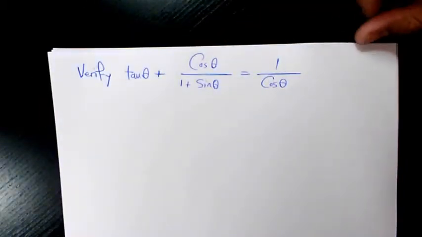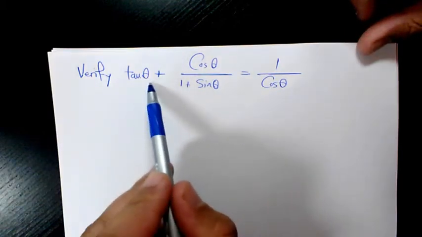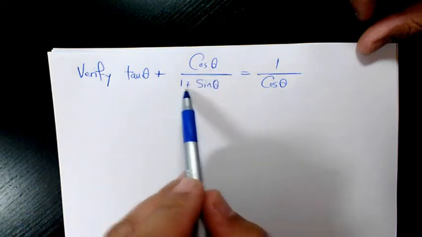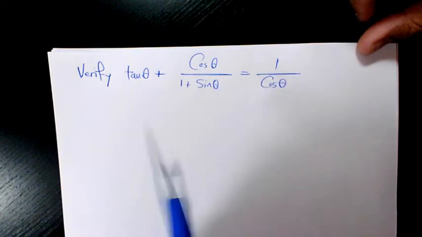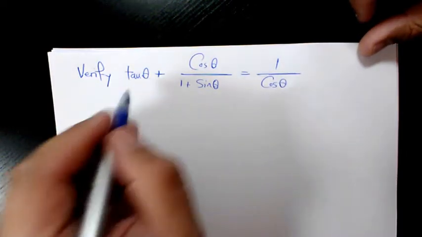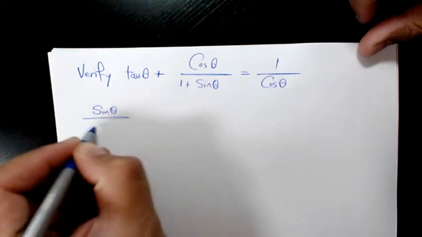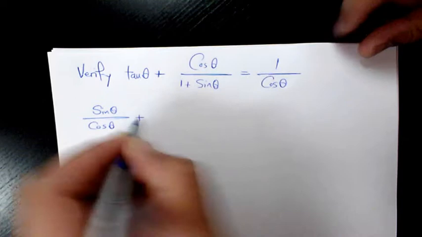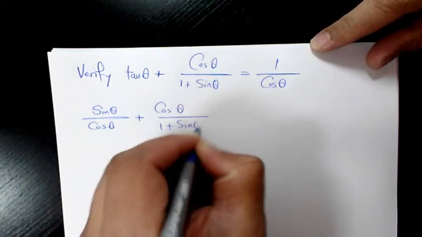Welcome to another video. In this video I want to show you some examples, relatively hard, for trigonometric identities. And the first example here, I want to verify tan theta plus cosine theta over 1 plus sine theta equals 1 over cosine theta. So the first thing I'm going to do, I'm going to write tan theta as sine theta over cosine theta plus cosine theta over 1 plus sine theta.